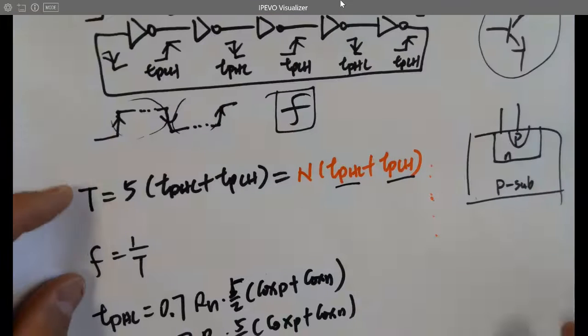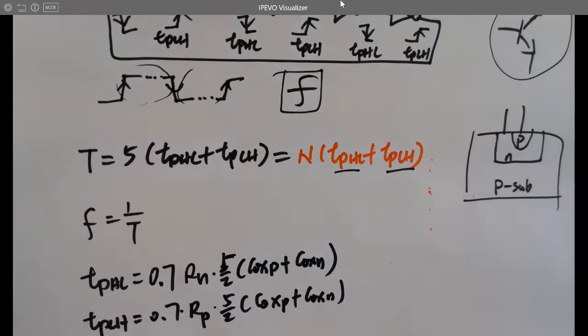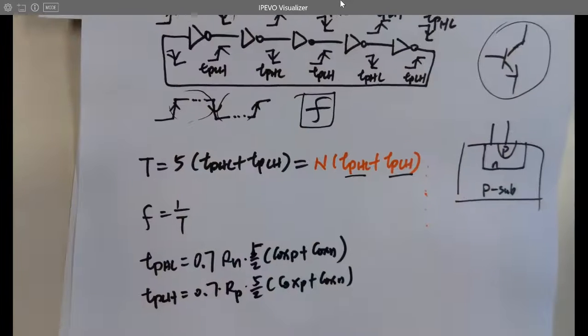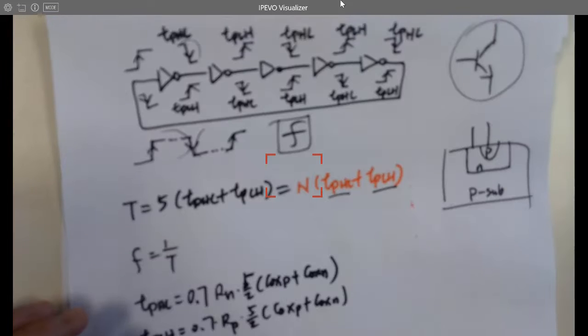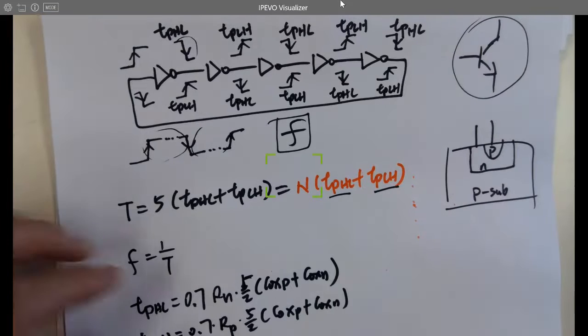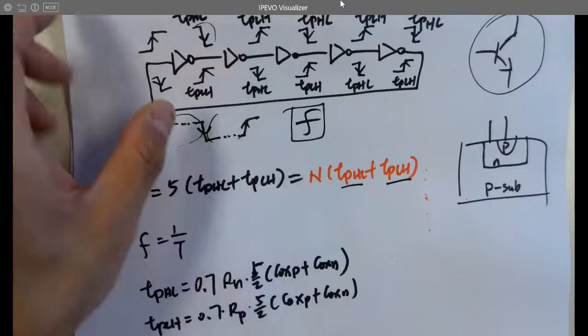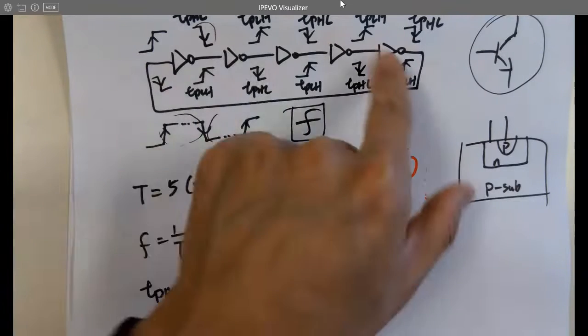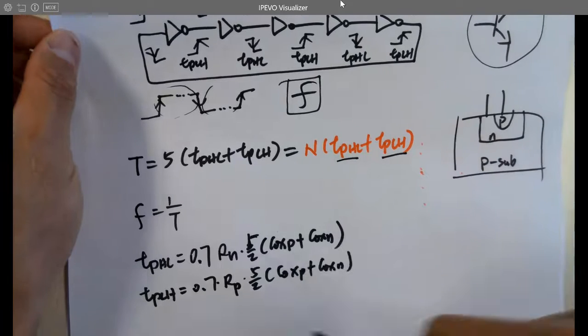That's a generic formula, isn't it, for all ring oscillators? We can just use that TPHL for all ring oscillators, as long as they are equivalent inverters. You don't have big ones and smaller ones. As long as they are the same, there's no difference. These are the only parameters we have.